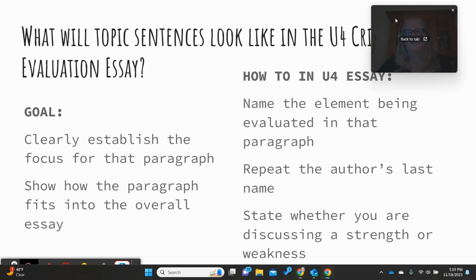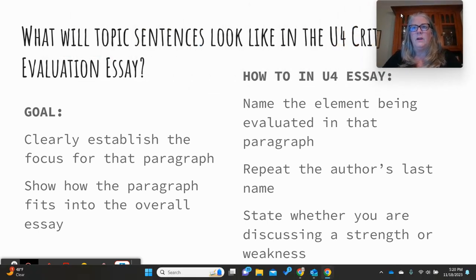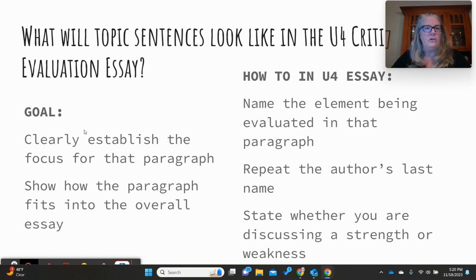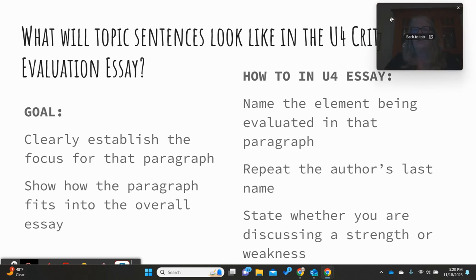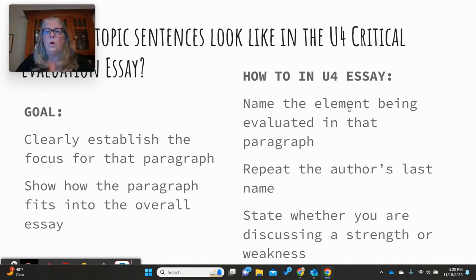So how is this going to work in the Unit 4 critical evaluation essay? So here are our general goals over here. Clearly establish what that paragraph is going to talk about, and show how it fits into the overall essay. Here's how you're going to do that in the Unit 4 essay. One thing that you'll include is what element are you evaluating? What is it? Tone? Is it some criteria of evidence? Is it the author's word choice? Is it a rhetorical appeal? So you're going to name that element that you're going to be evaluating in that paragraph, right? You're going to have the author's last name.